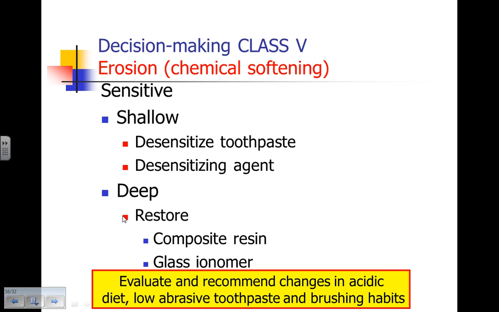Once again, as part of our recommendations, we're going to recommend changes in diet, a low abrasivity toothpaste, and changes in the brushing habits, from a hand brush perhaps to a rotary mechanical brush.